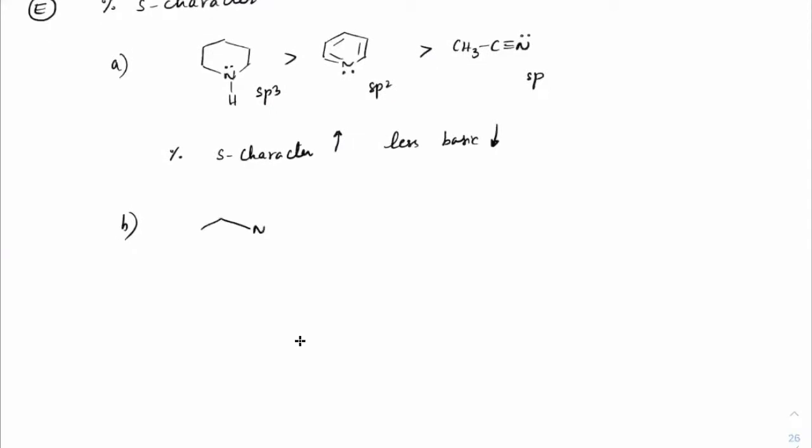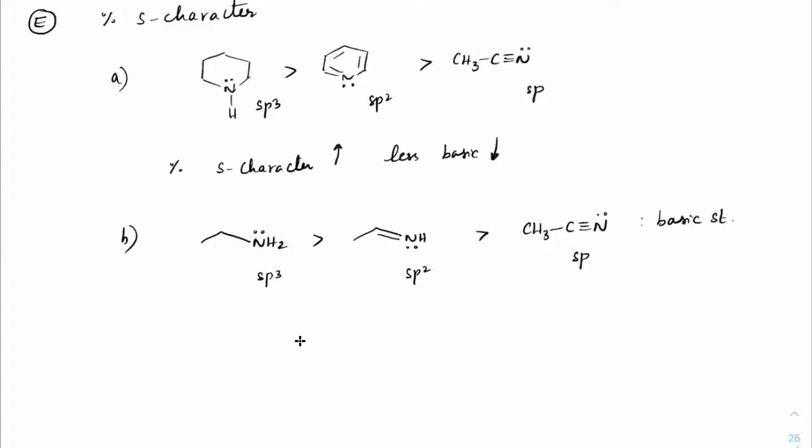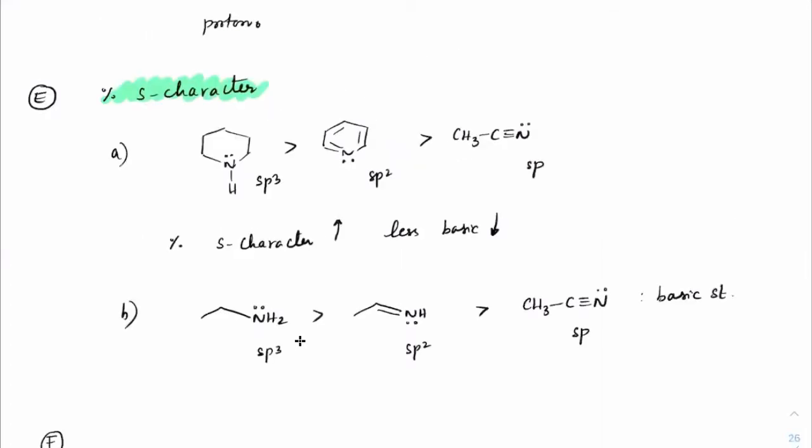If we have NH2, this is ethanamine. If we have double bond NH, imine, ethanimine, and then we have CH3, C triple bond N, right? So complete nitrile. So this is SP, SP2, and SP3. So this is how the basic character will be. Yes, beta. So this is basic strength. So the E factor is clear, everyone. So how to check out the percentage S character?